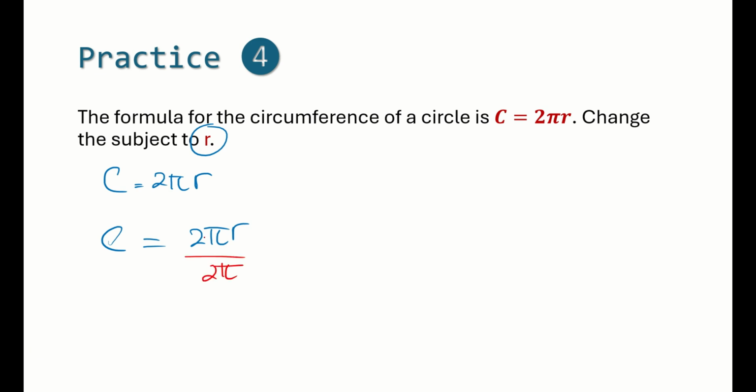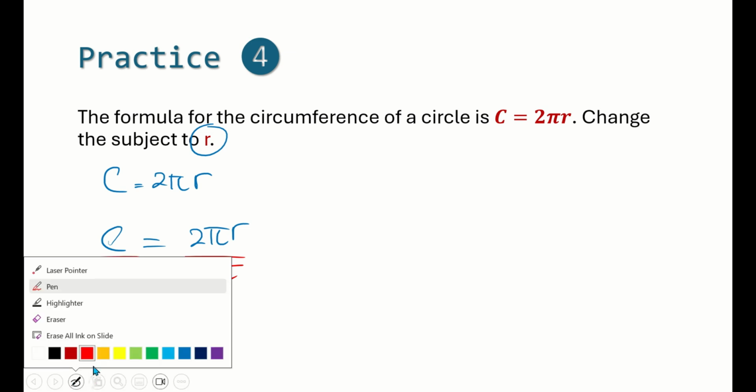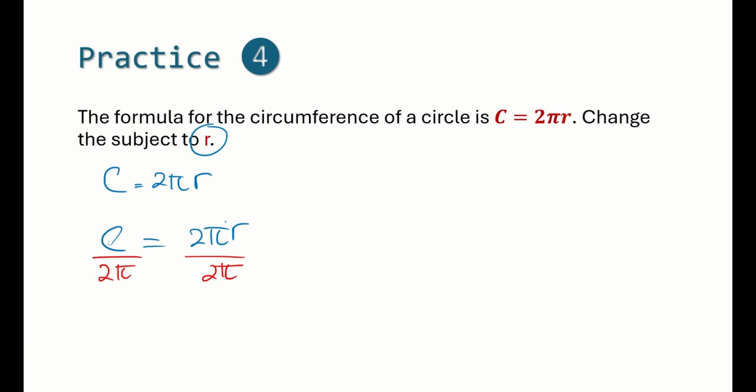Since we have 2 pi over here, this is a multiplication, right? 2 times pi times r. So do the same thing with this 2 pi. So actually done, right? And then we show that this is cancelled from this fraction. So we have r equals c over 2 pi. And then if you want to switch the position, because students usually find it convenient if they put the subject on the left side, c over 2 pi. So this is our final answer, r as the subject now.